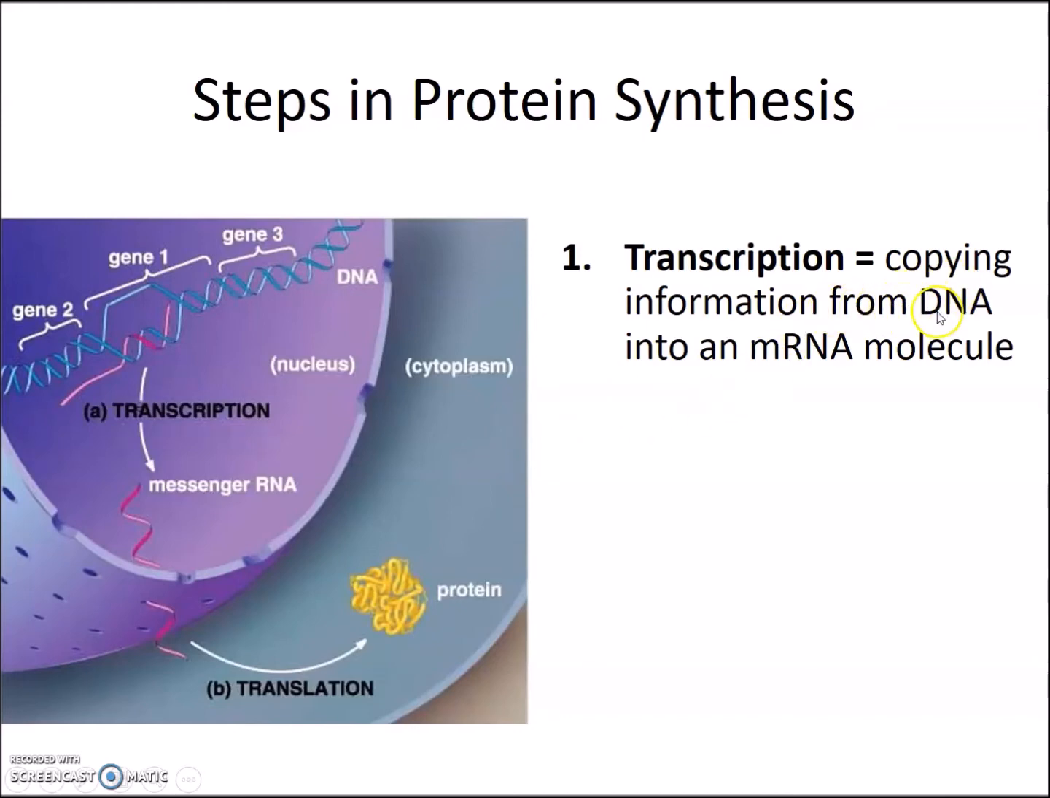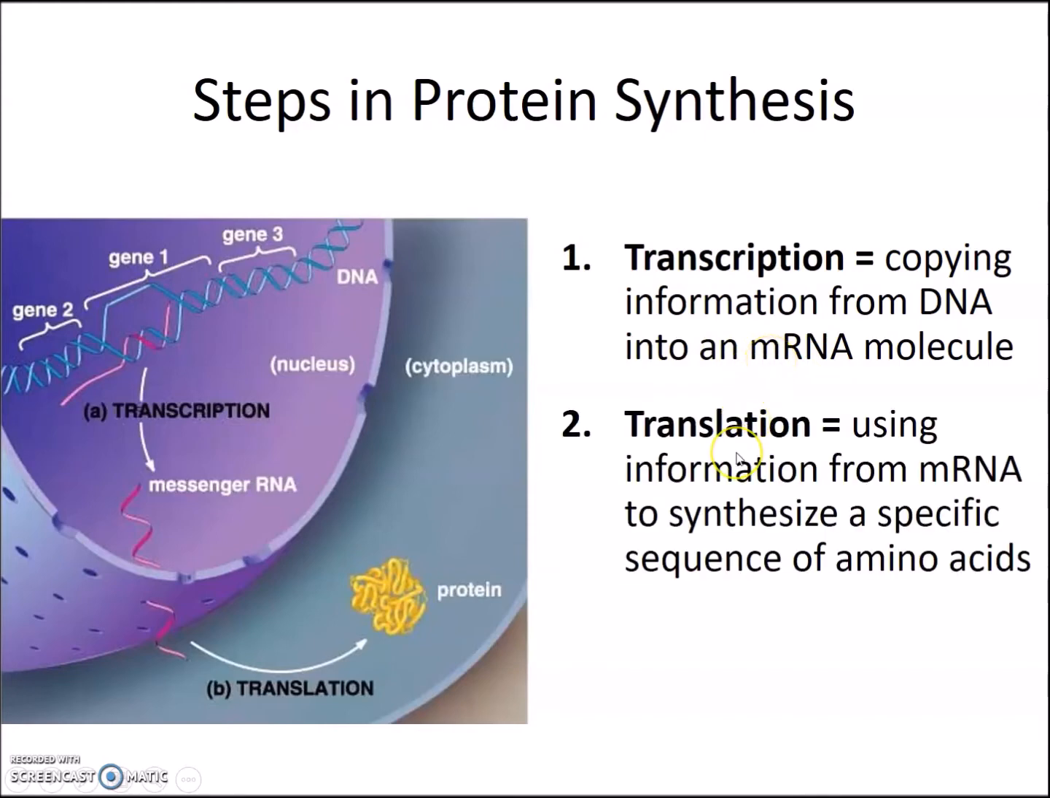Transcribing genes means copying information from DNA into a mRNA molecule. mRNA stands for messenger RNA, because there are other types of RNA, as we'll see. So M for messenger. Secondly, translation. Using the information from the messenger RNA molecule to make a specific sequence of amino acids. Think back to our unit on organic molecules.